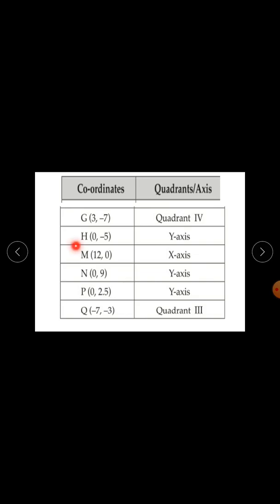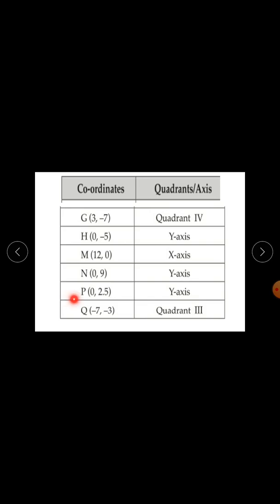Now, next point is H. X coordinate is 0 and Y coordinate is -5. So, this point lies on Y axis. Next point is M. X coordinate is 12 but Y coordinate is 0. Y coordinate is 0. So, this point lies on X axis. Now, for point N, X coordinate is 0 and Y coordinate is 9. So, this point lies on Y axis.